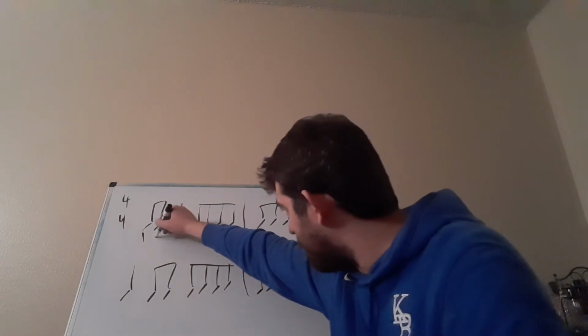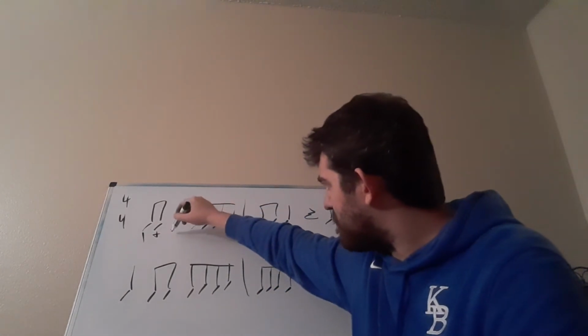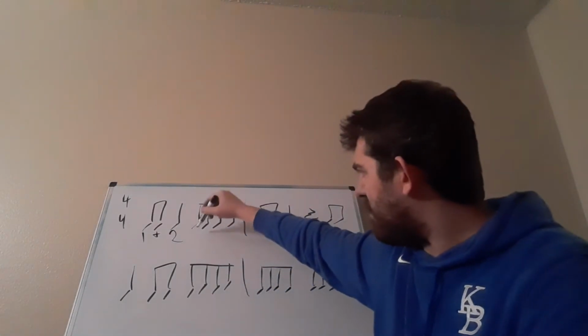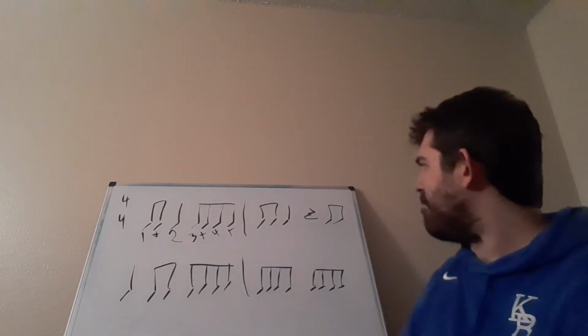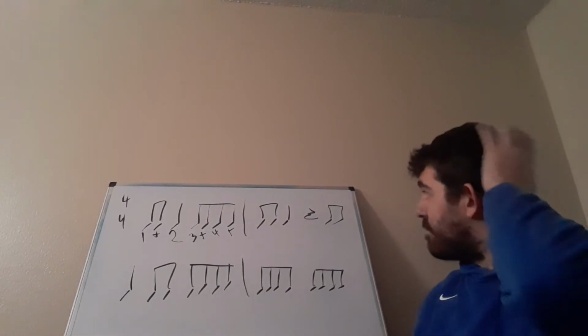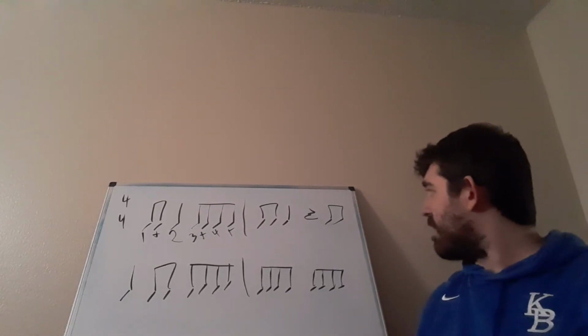So this 8th note right here will be an and. This quarter note takes up all of beat 2, and then we're going to finish it off with 3 and 4 and. Okay? Measure 2, we have 2 8th notes, quarter note, quarter rest, 2 more 8th notes.